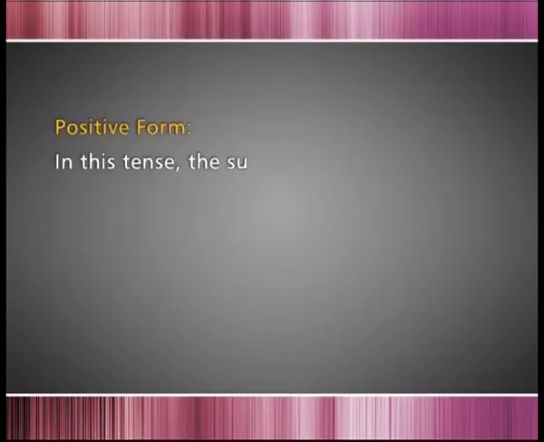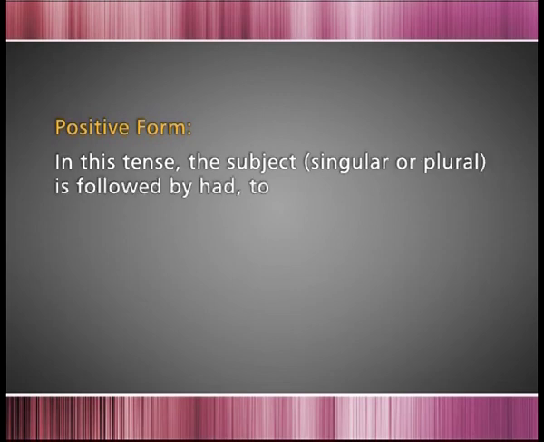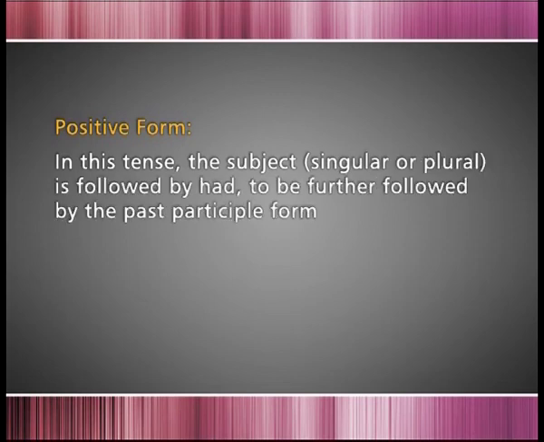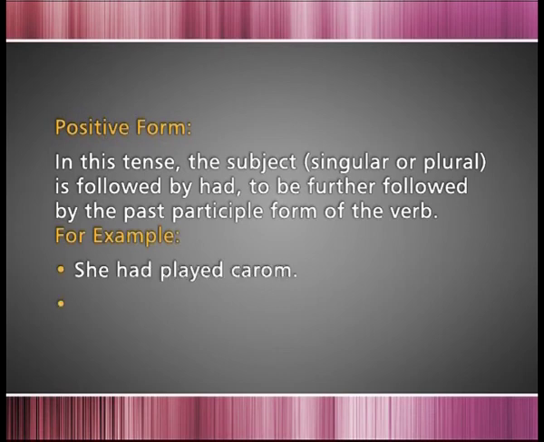Formation of past perfect tense, positive form. In this tense, the subject, singular or plural, is followed by had, to be further followed by the past participle form of the verb. For example, she had played carom. They had helped a friend.